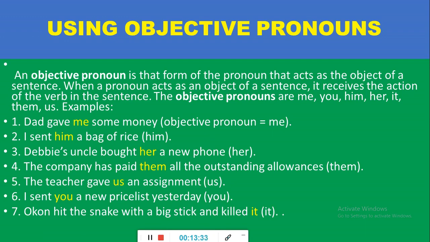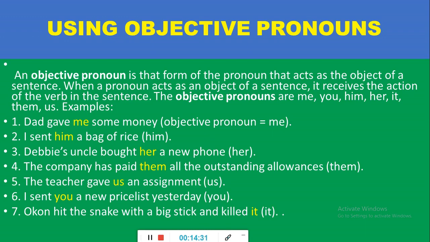All right. So him is the objective pronoun here. I sent him a bag of rice. So here, him is the receiver of the action of sending performed by me. Now, sentence 3, Debbie's uncle bought her a new phone. Now, the objective pronoun here is her, because her is the receiver of the new phone, the receiver of the action of buying performed by Debbie's uncle. All right, so we can always see a regular pattern here. The objective pronoun occupies the object position, and the object is always the receiver of the action reported by the verb in a given sentence.